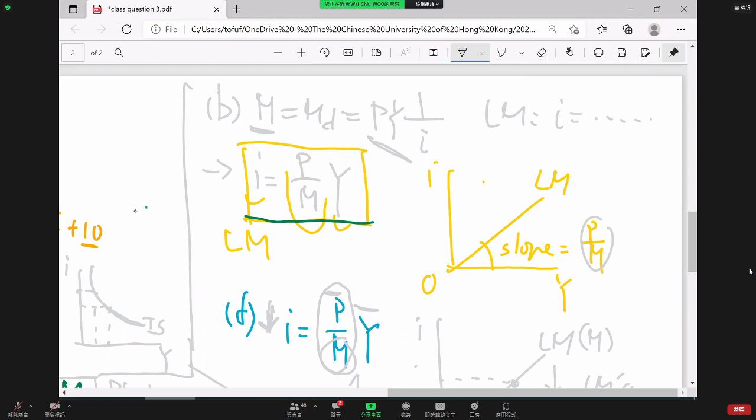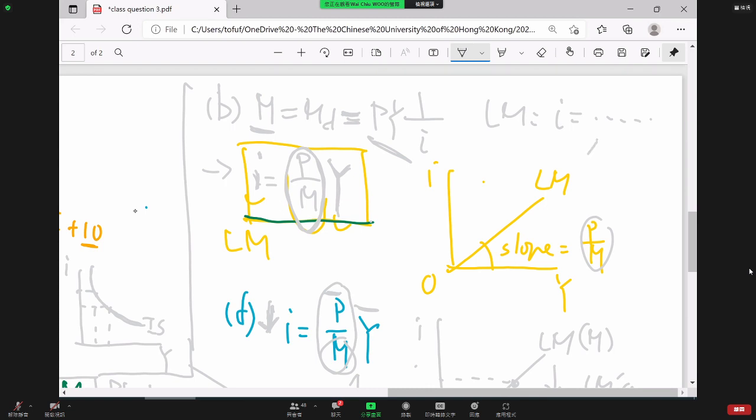And when they are equal, you have the LM, because LM is where money supply equals demand. When this is equal, you rearrange terms, and then it is i equals P over M times Y. For this step, I guess you understand. But look at this equation: if you have y here and you have y times the term here, then you always think of what is the slope of the LM curve.